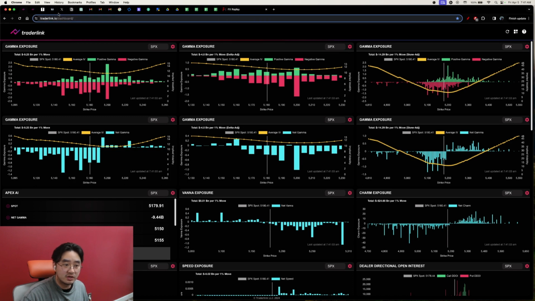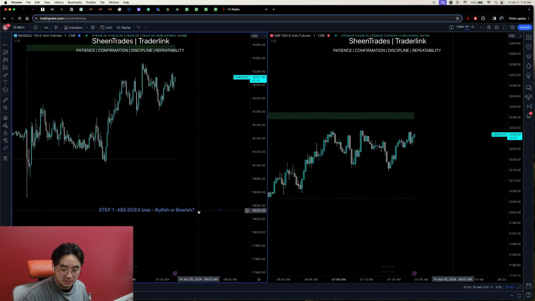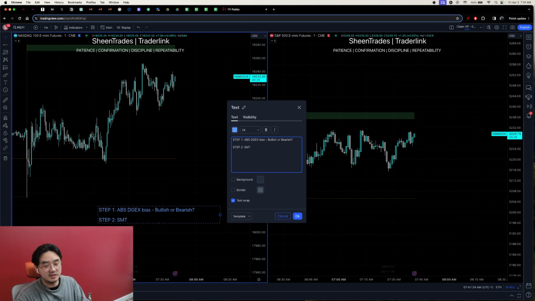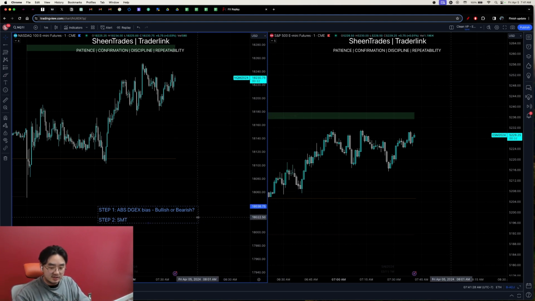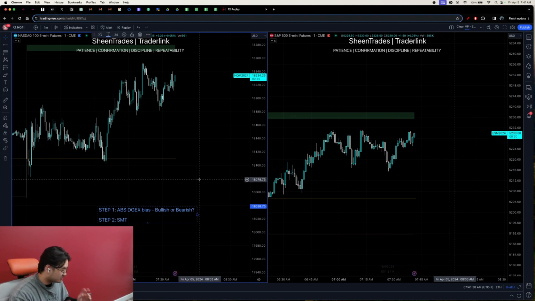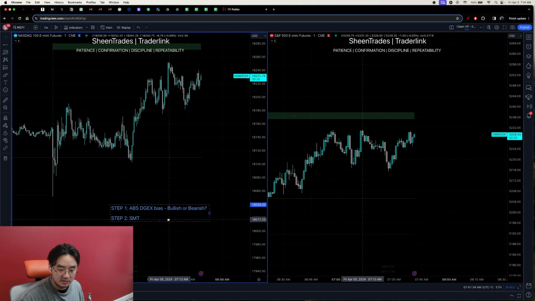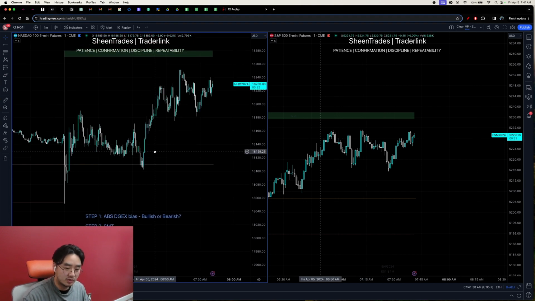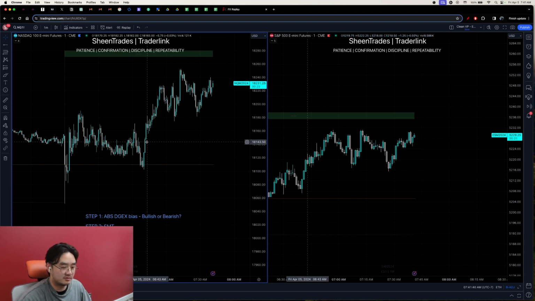So after having our bias, the next step is going to be the entry setup. Step two. It is called SMT. Who knows what SMT is? It is as simple as that. It is 2 steps. That is it. It happened today. It happened twice today. So we are bullish bias. So what are we looking for? We are only looking for longs, right?